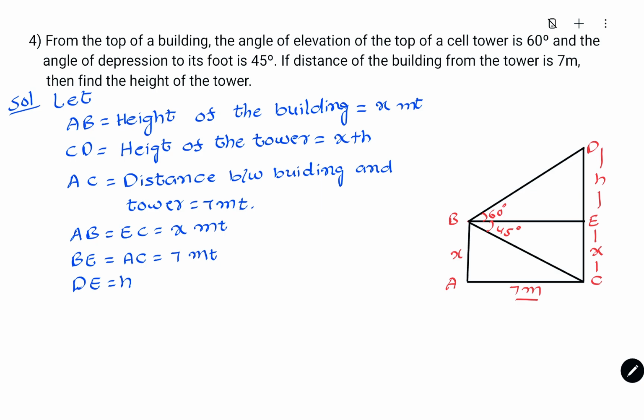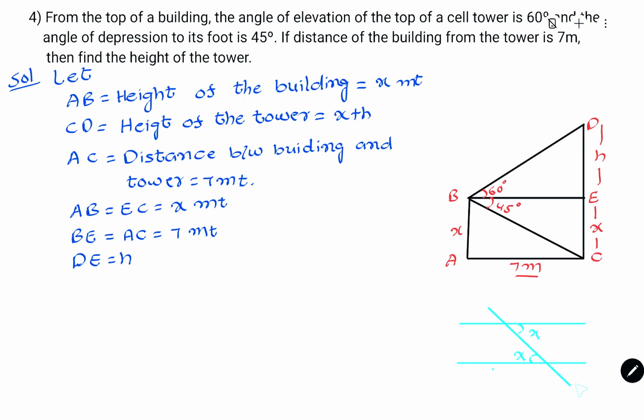Now in the figure, BE and AC are two parallel lines and this is the transversal line. Here alternate interior angles are equal. In the same way, BE and AC are parallel lines and BC is a transversal, so this is also 45. Angle C is also 45 degrees. For the angle 45 degrees we have the adjacent side and we need to find the opposite side. Here we use the tan ratio to find the opposite side.